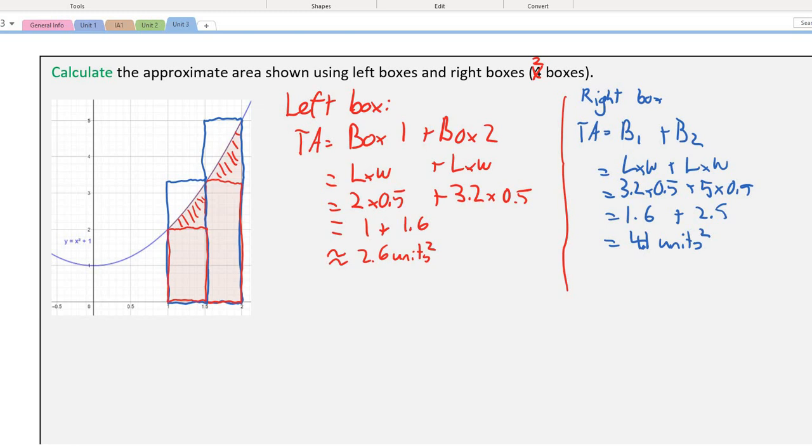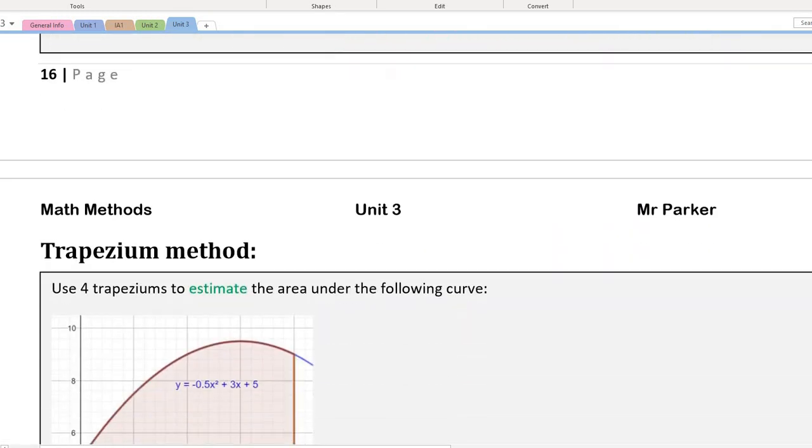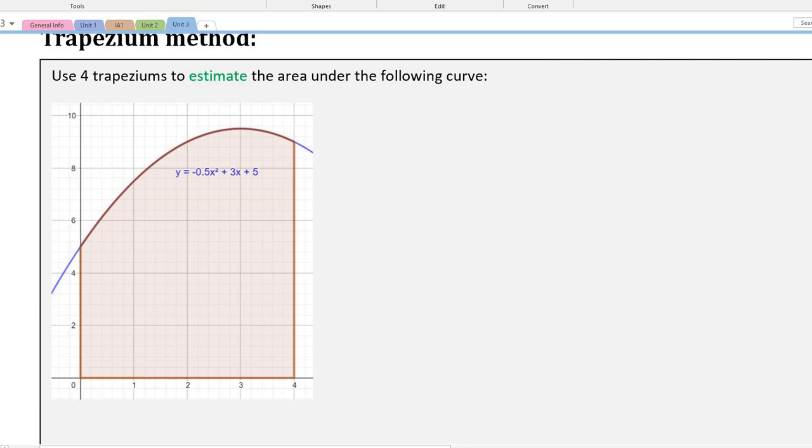And the right box method is overestimating the area. So this bit that I'm highlighting is overestimated in the right box method. So it's not a great method. We really need to account for the fact that they're not really boxes. So that's why we get on to the next method, which is the trapezium rule.